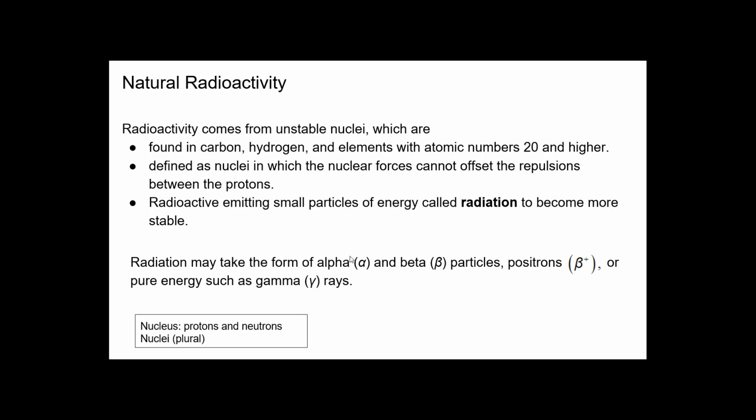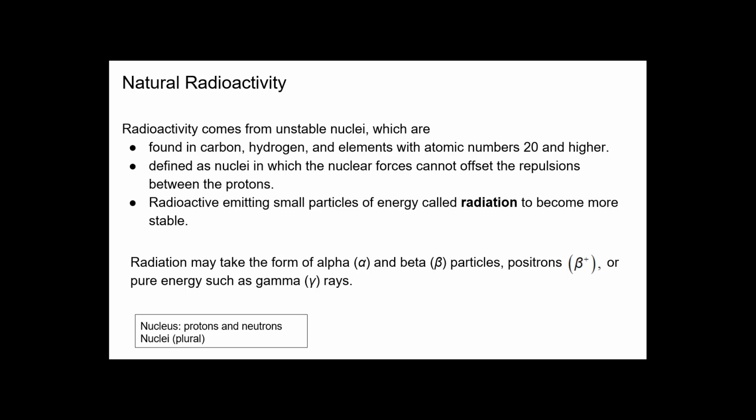So, radiation, natural radioactivity. Radiation comes from an unstable nucleus, so an unstable element. And chemistry is all about lower energy. The lowest energy of whatever we're looking at is the most stable, and everything wants to be stable.